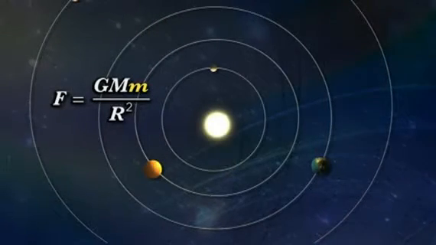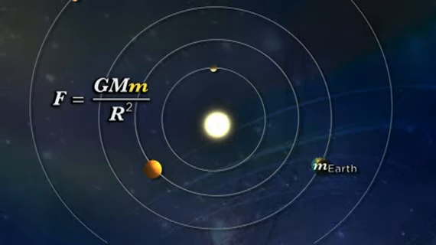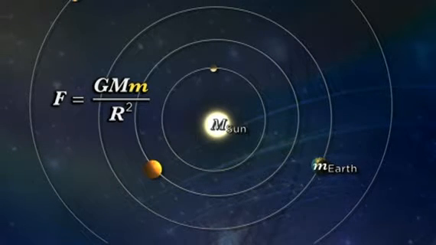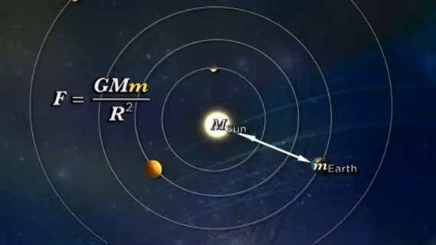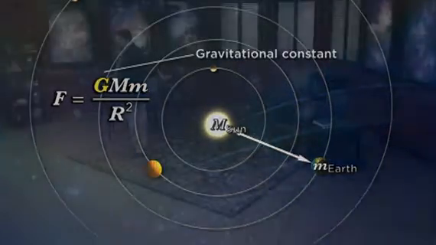Okay, now we know how to measure distances. But how about the other variables in our gravitational equation? How do we determine the mass of the Earth, m, or the mass of the Sun? How do we determine the gravitational constant, G? The two questions are actually related. If we can answer one, we can answer both.